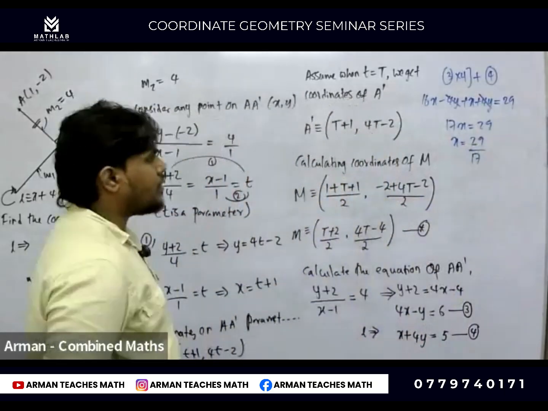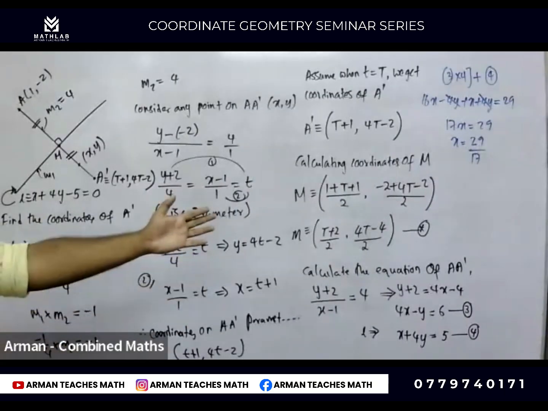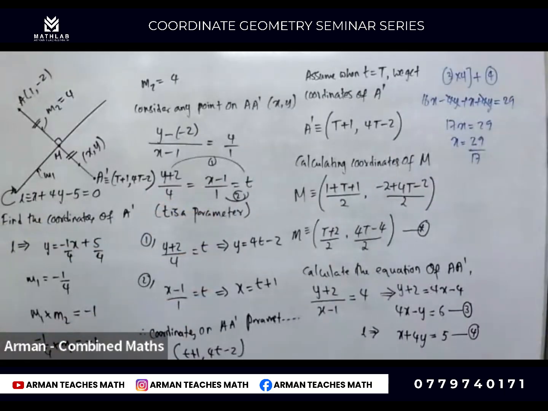x equals 29 over 17. So now do another simplification and find the value of y. Multiply the fourth equation by 4 and subtract the two equations. These are simultaneous equations, no, simplification. I don't think that you guys will make errors in that.